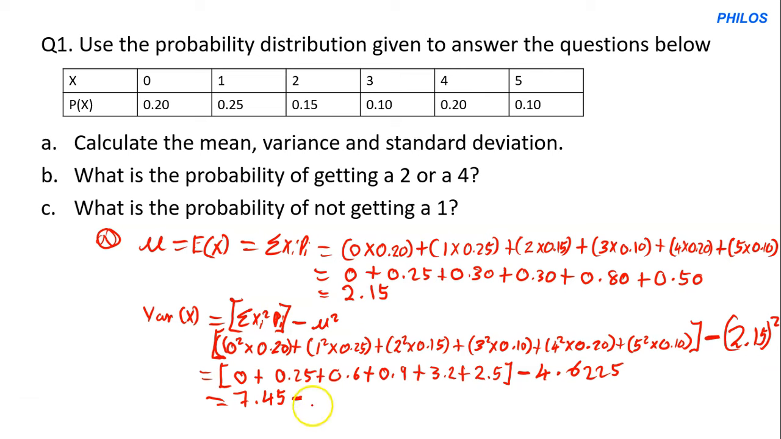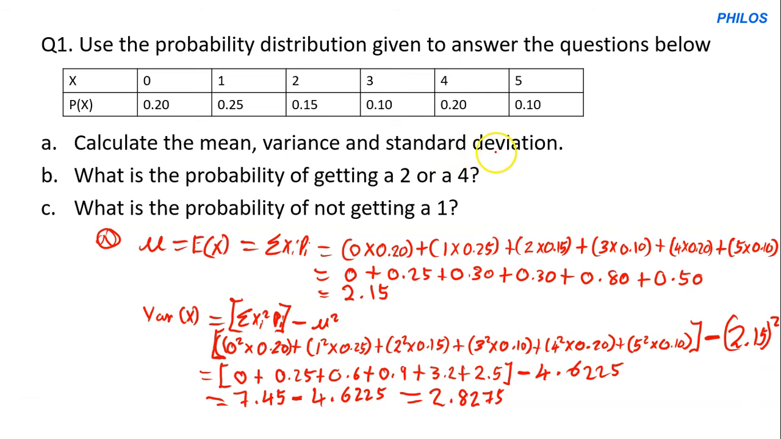Minus 4.6225. So 7.45 minus 4.6225 will give us 2.8275. So the variance is 2.8275. Now for the third one, the standard deviation.